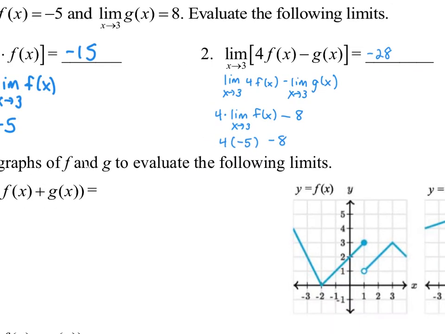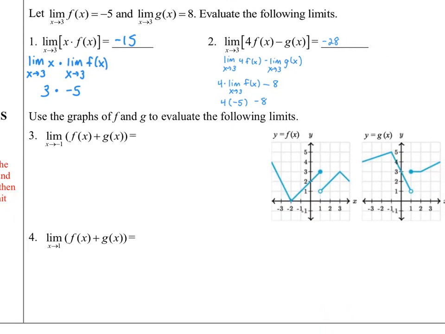Example 3 is similar. I will just be pulling the limit values from a graph instead of being told what those values are. So this will go back to limits number 1. So let's go ahead and apply that sum and difference property to number 3. So the sum will just be split up into the limit as x approaches -1 of f plus the limit as x approaches -1 of g.